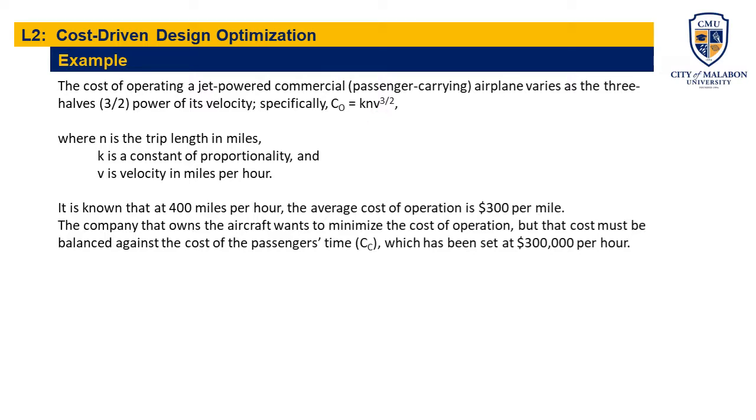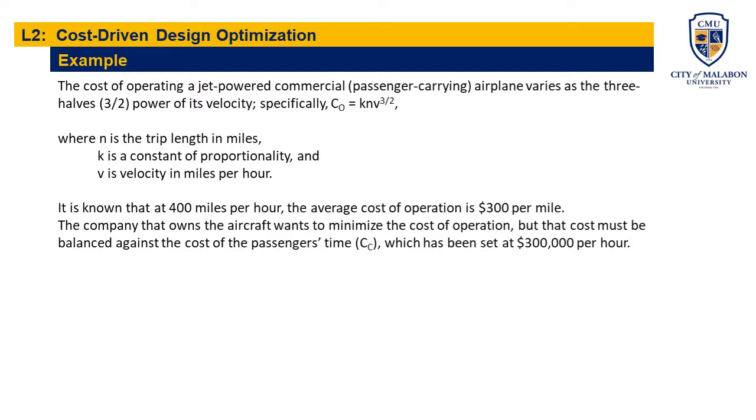halves, where n is the trip length in miles, k is a constant of proportionality, and v is the velocity in miles per hour. It is known that at 400 miles per hour, the average cost of operation is $300 per mile. The company that owns the aircraft wants to minimize the cost of operation, but that cost must be balanced against the cost of the passenger's time.